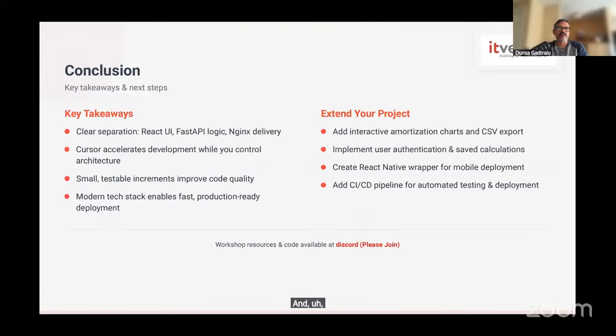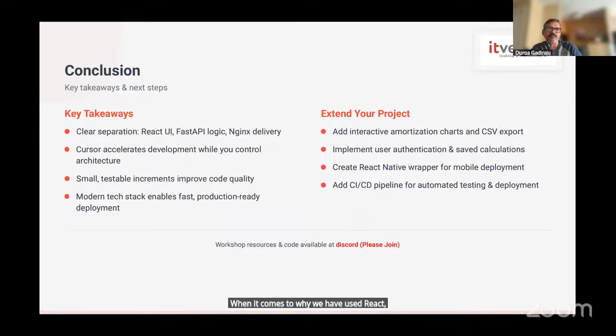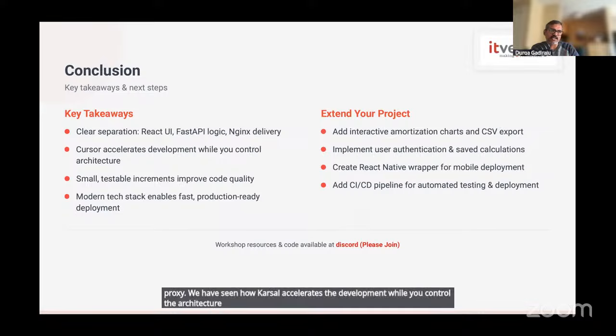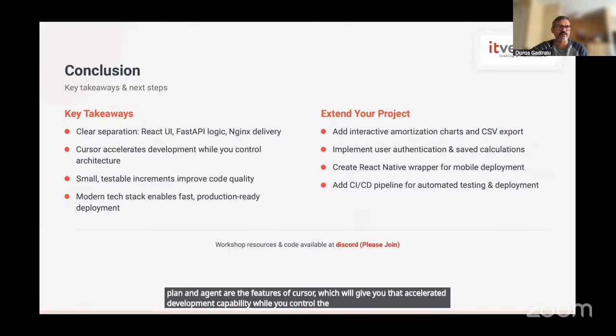And here are the key takeaways: clear separation of UI and backend using FastAPI. When it comes to UI, we have used React and we have used Nginx for proxy. We have seen how Cursor accelerates the development while you control the architecture because of the plan process. Plan and agent are the features of Cursor which will give you that accelerated development capability while you control the architecture without Cursor hallucinating too much.